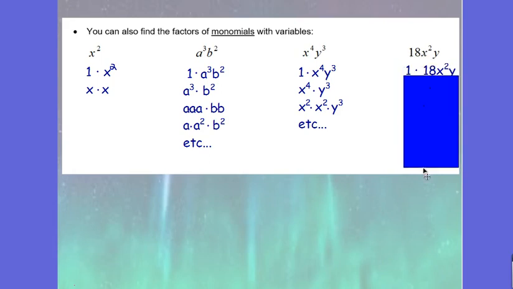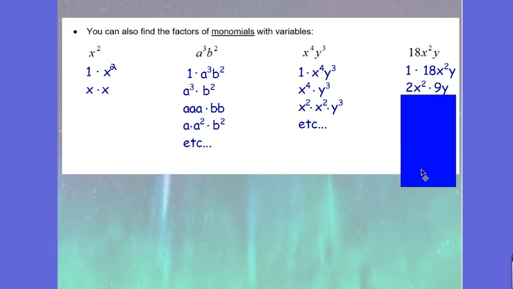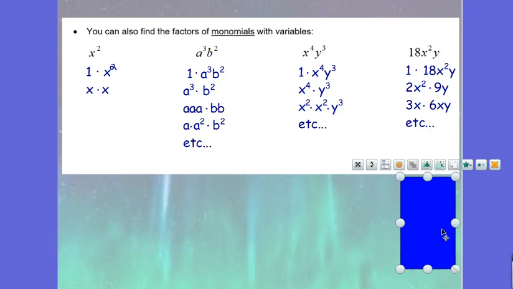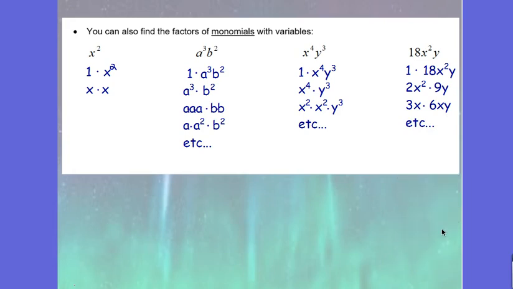So first I'm going to list 1 times 18x squared y. But next I'm going to break apart even the coefficient. 2 times 9 is 18, and then x squared times y would become x squared y. We could also take 3x times 6xy. I've split apart the x squared to be part of each monomial. Again, there are other options. I just wanted to give you an idea of different ways to break down monomials that include variables.